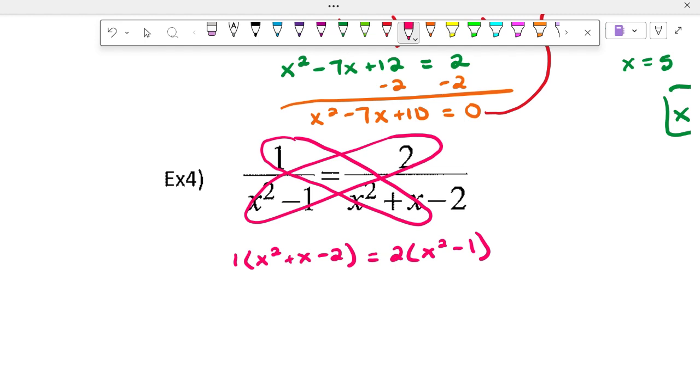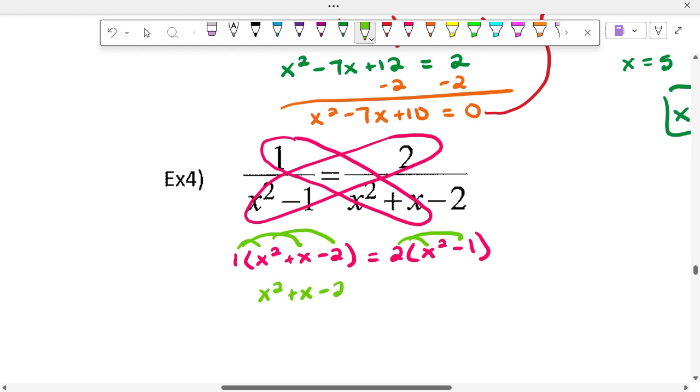So we know we're going to have a quadratic equation. So before I do anything, what do I need to do first? I just need to distribute. All right. So multiplying 1 by anything is just itself. So this would be x squared plus x minus 2. And this would be 2x squared minus 2. Now what I need to do.